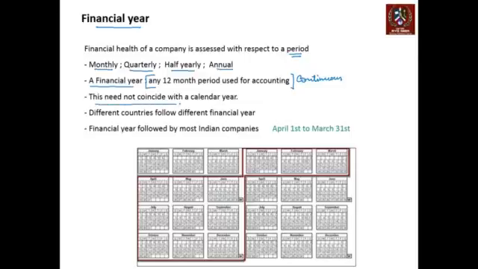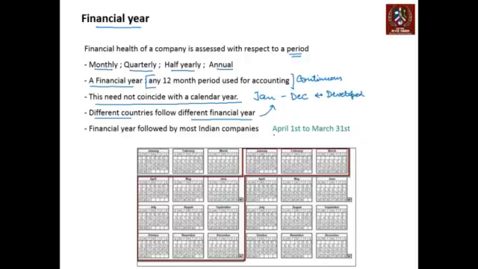This may or may not coincide with a calendar year. So it is not necessary that it has to be January to December of a particular year. Different countries follow different financial years. The US usually follows January to December. So most of the developed nations follow this.